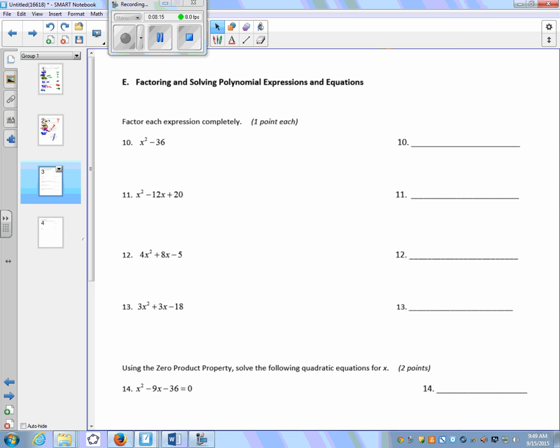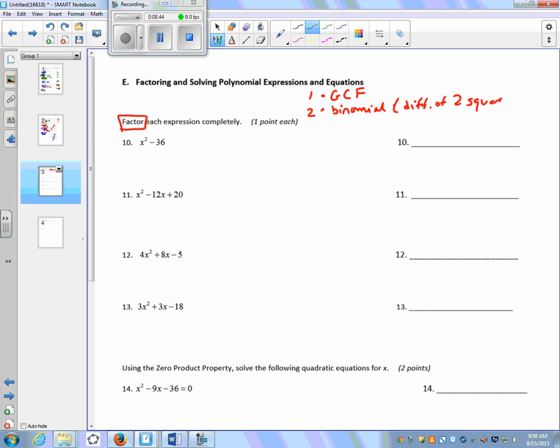All right, factoring and solving polynomial expressions and equations. When it says factor, you are not solving for x. You are just factoring. So you're going to look for a GCF first. Always look for a GCF first. Then you're going to check if it's a binomial. See if it's a difference of 2 squares. That's what you're going to check for. But if it's a trinomial, you are just going to factor it like this. There's lots of methods for doing that.